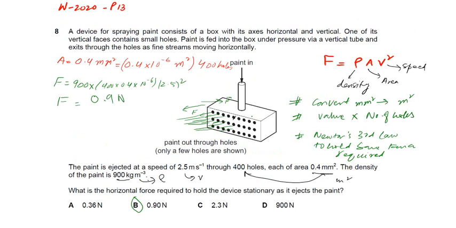So what is actually the catch in it? You need to first convert millimeter square into meter square. Whatever value you got, you should multiply with the number of holes, and you need to apply Newton's third law: for the force with which the spray is coming out, you need to apply an exactly equal and opposite force. So these are the catches, and the option is B.